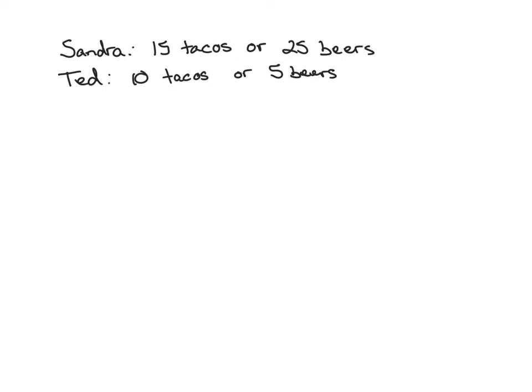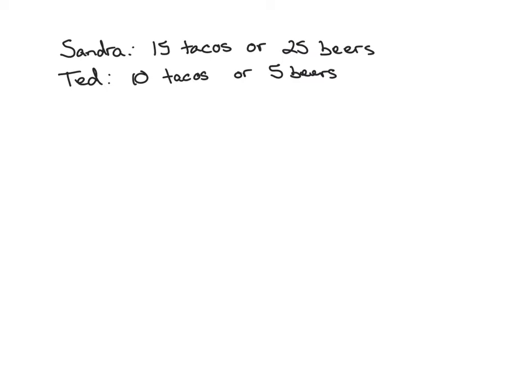In this example, we have Sandra and Ted who are each able to produce tacos and beers. We assume here that Sandra can produce up to 15 tacos, or if instead she focuses on beer production, she can make up to 25 beers. Or she can make some combination of tacos and beers that's less than those two extremes.